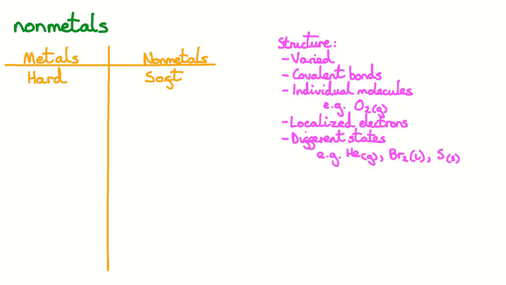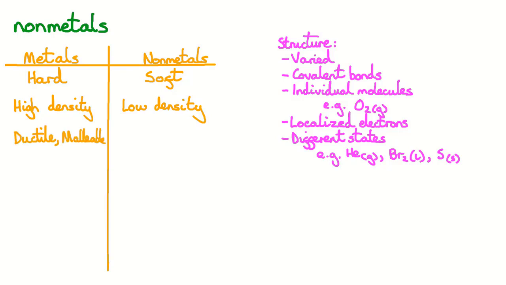In fact, nonmetals can form a variety of different states. For example, the noble gases are all gaseous, bromine is a liquid, and something like sulfur is a solid. So we have quite a range of different structures. This also means that when we compare the densities, metals have a very high density because they have lots of atoms packed into a small space, but nonmetals have a much lower density.